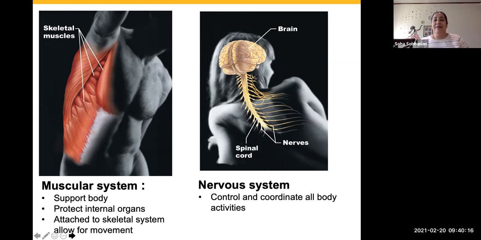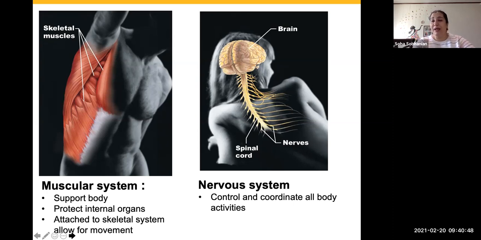The next one we have is your nervous system. The nervous system is a really big one, which, if you look at the function, is pretty simple. It says it controls and coordinates all body activities, which basically means it's your control center. It does everything for your body. If you want to move, drink, breathe, if you want your heart to beat, think, walk, or talk, all of these are under the control of your nervous system.